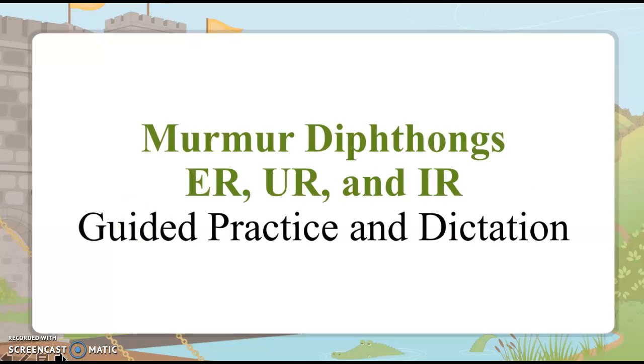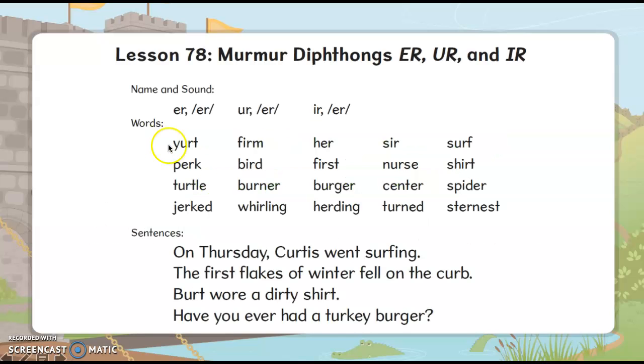All right, so that is it for all our phonics lessons, and we just learned all the murmur diphthongs. Remember, AR says R, OR says OR, ER, UR, and IR say ER. So ER, UR, IR. Let's read these words.